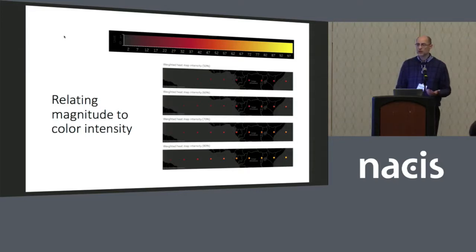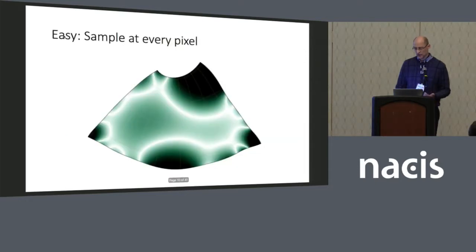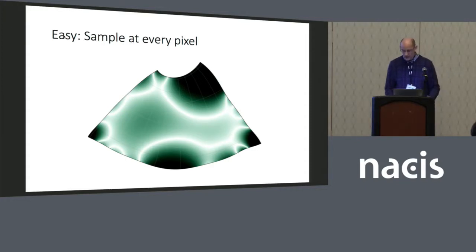Well, sometimes actually, by the way, it's not even a measurement or a sample. It's simply a calculation. This is a very easy sort of heat map to make. You are not measuring anything. You are simply doing calculations at every pixel. This is a distortion diagram, by the way, for an uncommon sort of map projection.